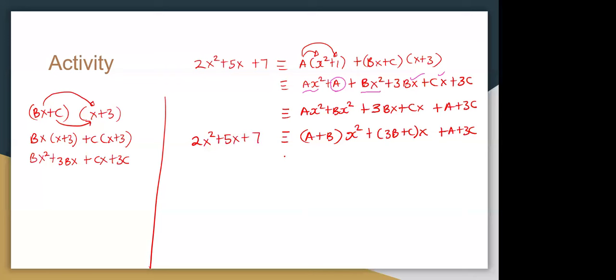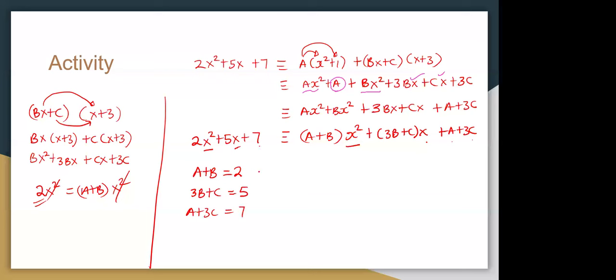Now, the moment you reach here, you equate x squared goes with this x squared. So those who want to visualize it, you can say 2x squared is equal to a plus b x squared. So this and this cancels, so you remain with only 2. So here we shall say a plus b equaling to 2. Then x and x. So here we shall say 3b plus c is equaling to 5. Then the last one, a plus 3c goes with the 7. Then you solve these equations simultaneously.